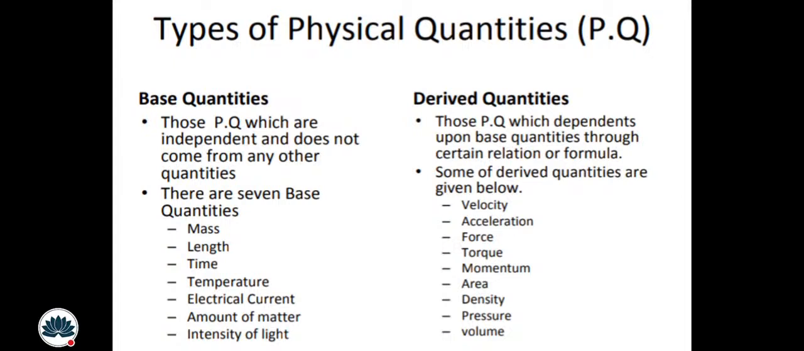Okay, what are the derived quantities? Those physical quantities which depend upon base quantities through a certain relation or formula. Some derived quantities are given below, such as velocity, acceleration, force, torque, momentum, area, density, pressure, or volume. Now, for suppose you are required to find out the value of density. So density is equal to mass upon volume. Here the mass is the base quantity. And for velocity or acceleration, distance upon time, or final velocity minus initial velocity upon time, here the time is the base quantity.